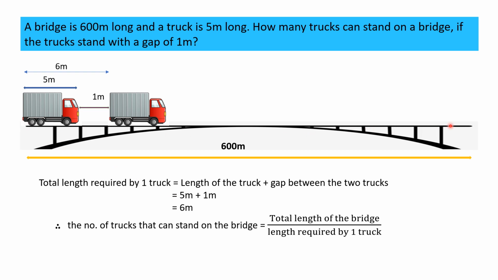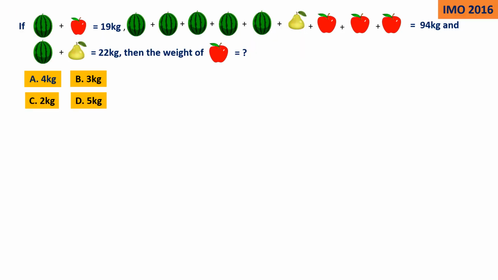Total length of the bridge is 600 meter. Length required by one truck is 6 meter. Therefore, number of trucks that can stand on the bridge is equal to 600 meter divided by 6 meter, that is 100. So how many trucks can stand on a bridge? Answer is 100.